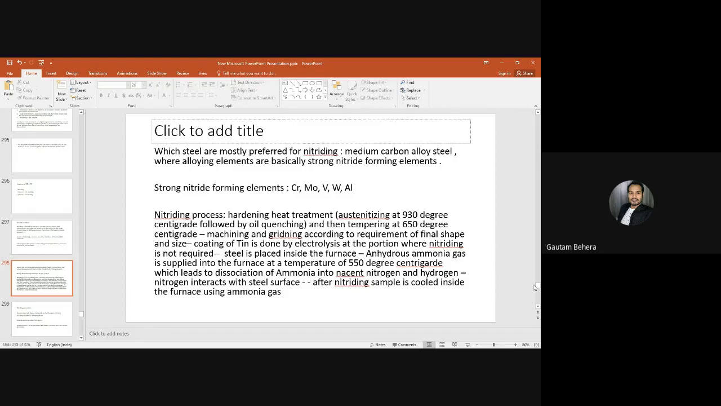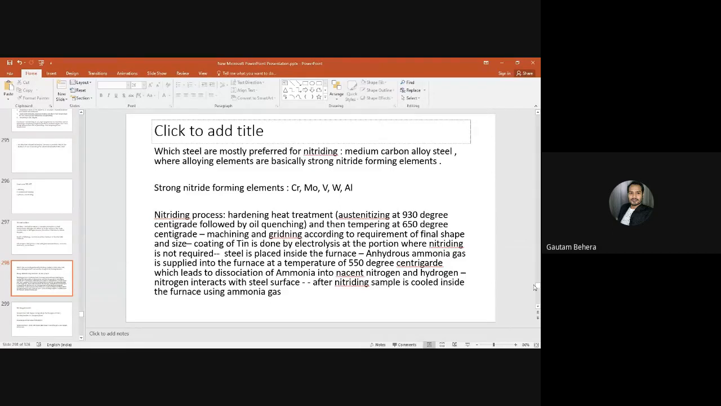Then after this is over, we have to do any kind of machining we want. Suppose we want a desirable shape and thickness, so you need to do grinding and machining. After this is over, then you have to do nitriding. Now the question is how to do nitriding. We need to put the steel into the furnace. It will be a heat-resistant, corrosion-resistant or oxidation-resistant furnace, which can withstand very high temperature and chemicals. So you put it into the furnace, then you provide ammonia gas at a high temperature into the furnace.